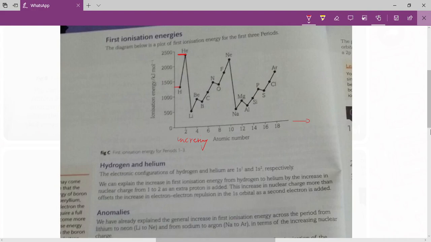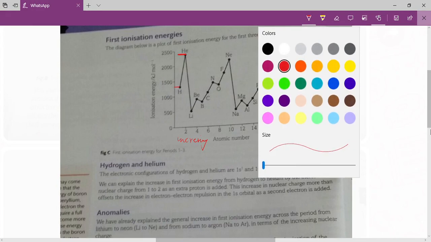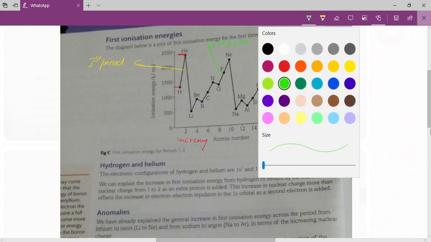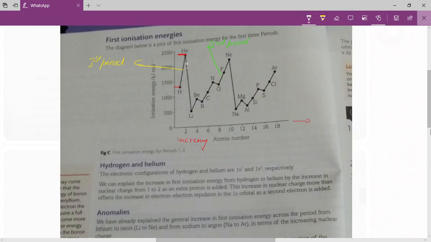Then next is your second period. There's a sharp jump. In that condition, from 2400, it instantly goes down. That's why your teacher assigned this one as dotted, because the energy is decreasing over here in the second period. You know why your teacher explained the decrement of energy here?